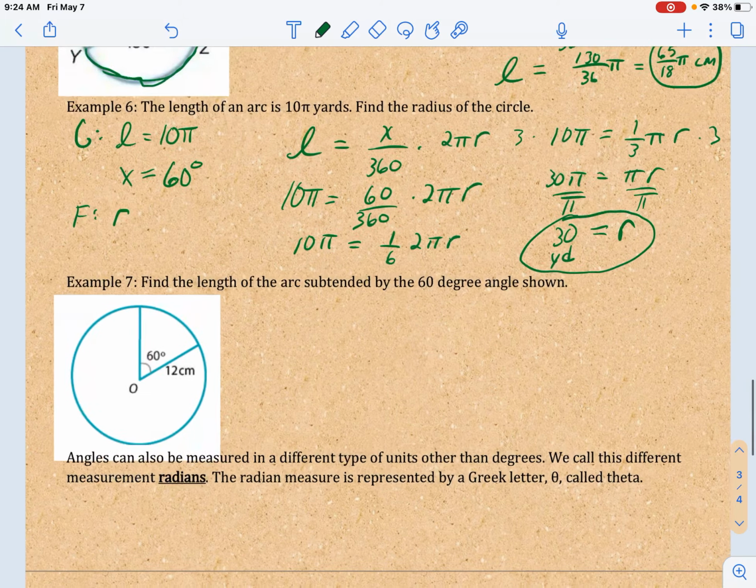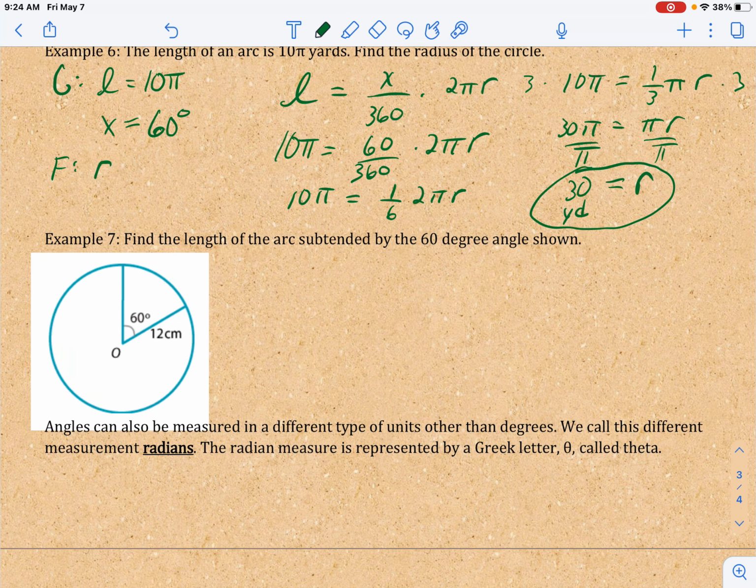All right, so next one, same idea, right? It says find the length of the arc subtended by the 60-degree angle shown. So subtended just means that's where to look for the angle, in a sense. It's not the technical definition, but again, we want to find arc length.